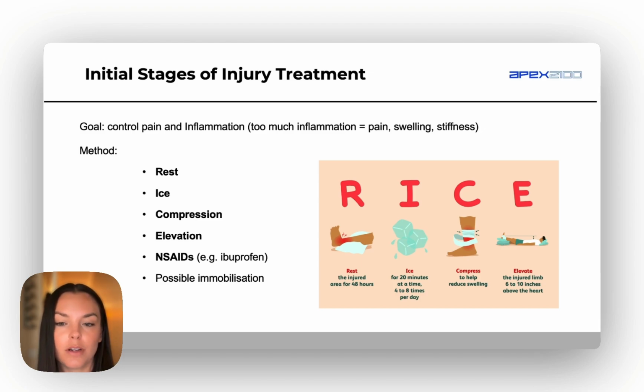And then we have elevation. So elevating the injury above the level of the heart helps to drain the fluid and swelling away from the area. And finally, we have NSAIDs. These are non-steroidal anti-inflammatory drugs like ibuprofen, which can alleviate both the pain and the swelling, but they should be used sparingly. And then also possible immobilization. So if we need to keep the site of injury stable, we could need to immobilize the site of injury, and that could involve something like a splint or a brace or even a cast, depending on how severe the injury is.